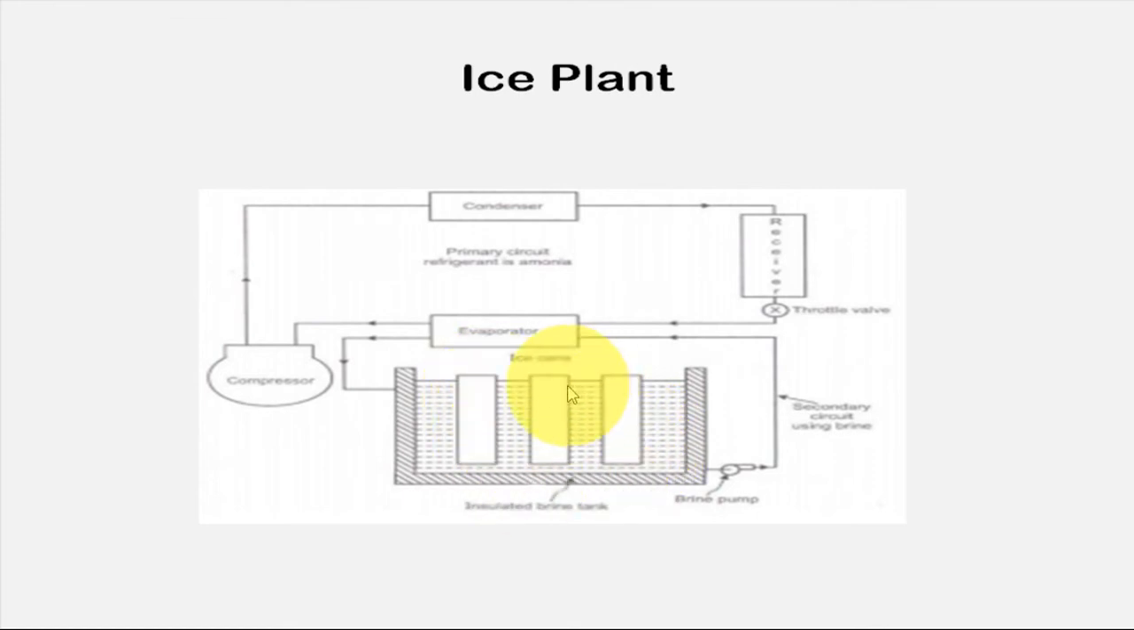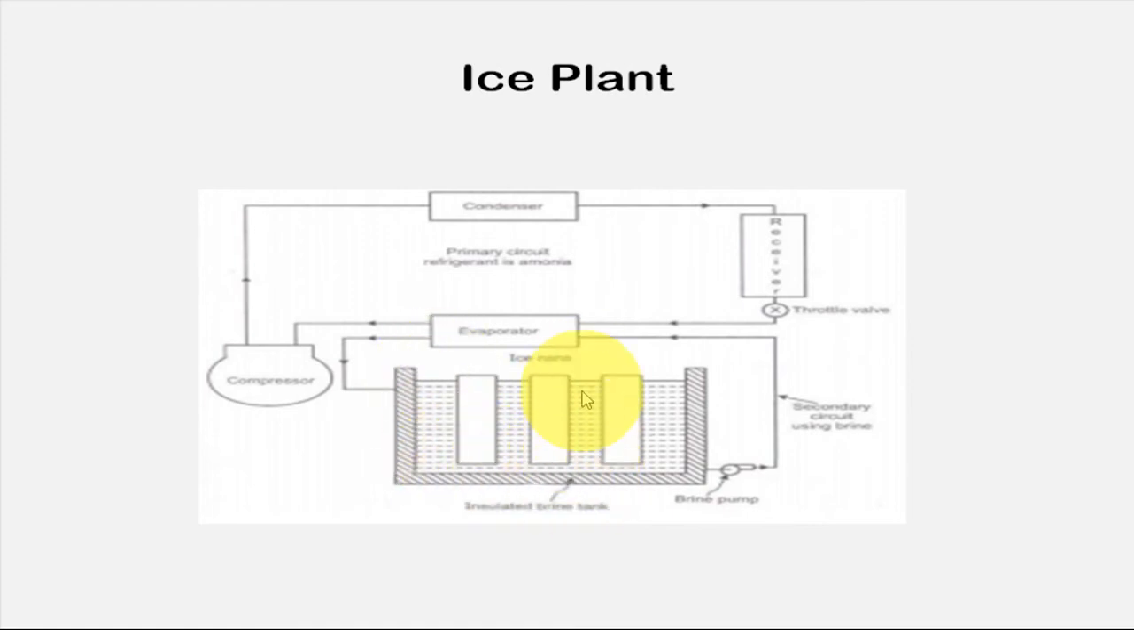Now here our cans are there, water cans are there. So these cans are deep inside the brine solution. In this can we put water, from which we have to make the ice. And these water cans are deep in the brine solution. So the brine solution can absorb the heat from the water. So who will absorb the heat from the water in the can? The brine solution will absorb it.